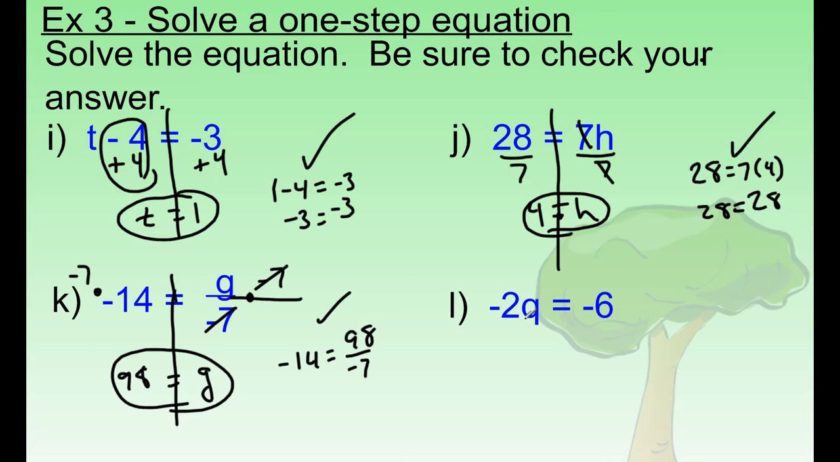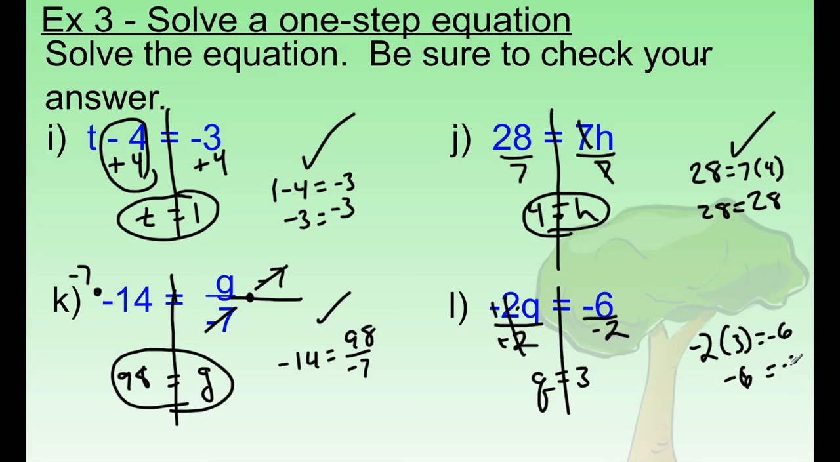Letter L. Let's see, my variable is being multiplied by a negative 2. So if you divide by negative 2, the negatives cancel, the 2's cancel, I get Q equals, remember, it is actually a 1Q, but I don't write the 1. Q equals 3. Negative 6 divided by negative 2 is 3. Let's check. Negative 2 times 3 equals negative 6. And yes, this works. So that is my solution.